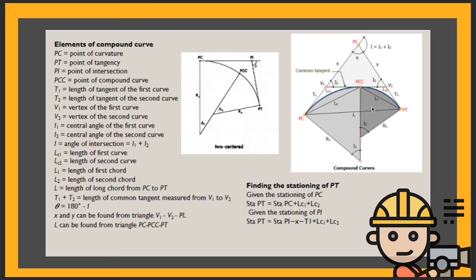And the I for angle of intersection is located here, while the LC, the length of the first curve and second curve, is located below the vertex, and the length of the first chord and second chord is located here in the middle, and the length of the long chord from PC to PT is this line here, while the T1 plus T2, the length of common tangent measured from V1 to V2, is here.